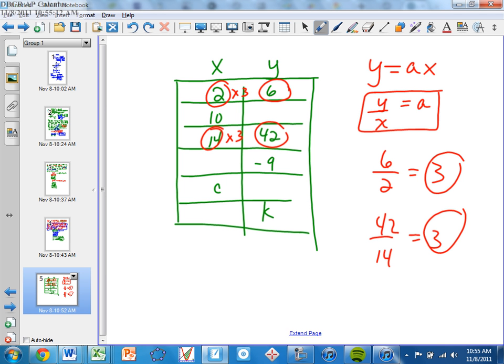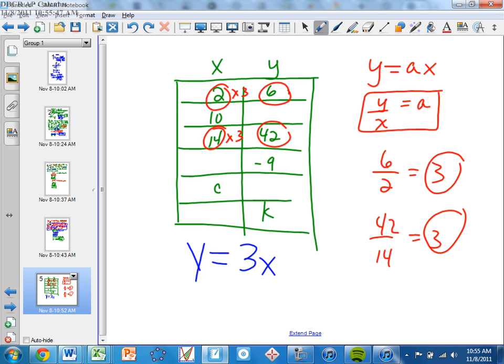Again, if you notice that two of these sets of data points, this being the first set up here, this being the second set down here, if you notice that y over x is the same number, then you can state that the direct variation constant is that number. So here, we were able to see that 6 over 2 is 3. We're able to see that 42 over 14 is also 3. Thus, a is 3. So the equation that we now have governing this entire table is y equals 3x. So that equation works for everything in this table now.